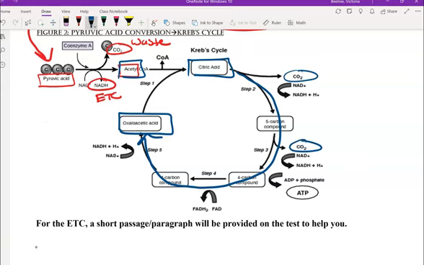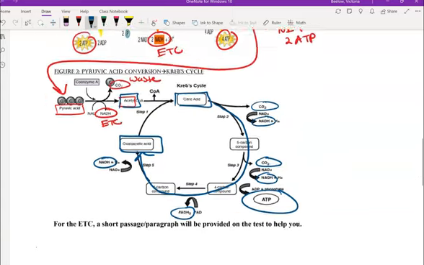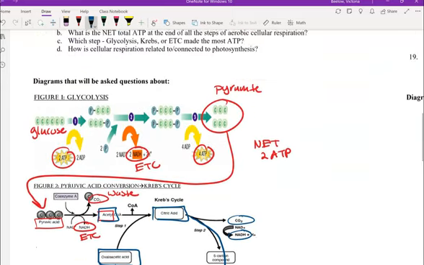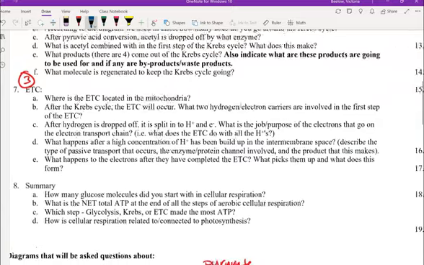We get carbon dioxide, which again, that's a byproduct or waste product. We get more NADH, which we're going to use, of course, in the ETC. We get FADH2, which we're also going to use in the ETC. And then, of course, we get ATP, which we just use for energy in our bodies.